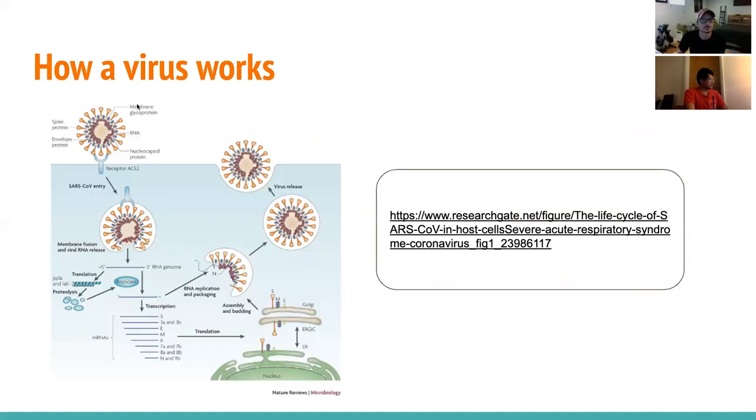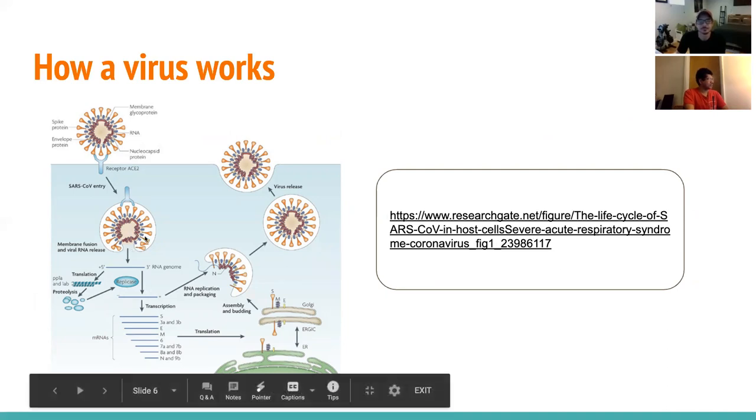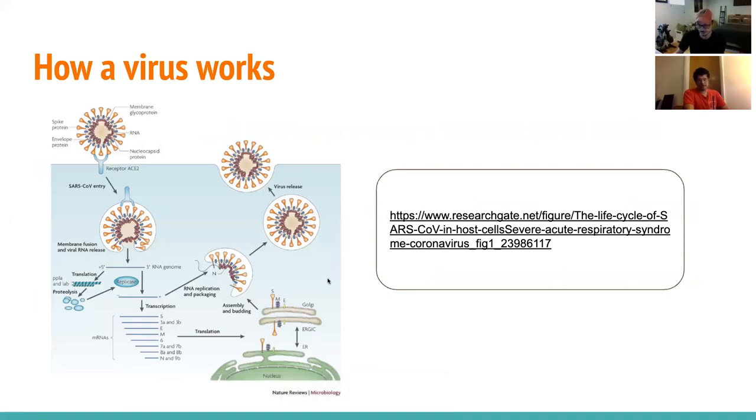And this is a diagram that I've again borrowed from the internet. So the virus, in this case COVID, binds to a receptor. Then after binding, it enters the cell. And once it enters the cell, it releases the RNA. And the RNA does two things. One is that it makes more copies of the RNA because, you know, the virus is two things, the RNA plus the shell.